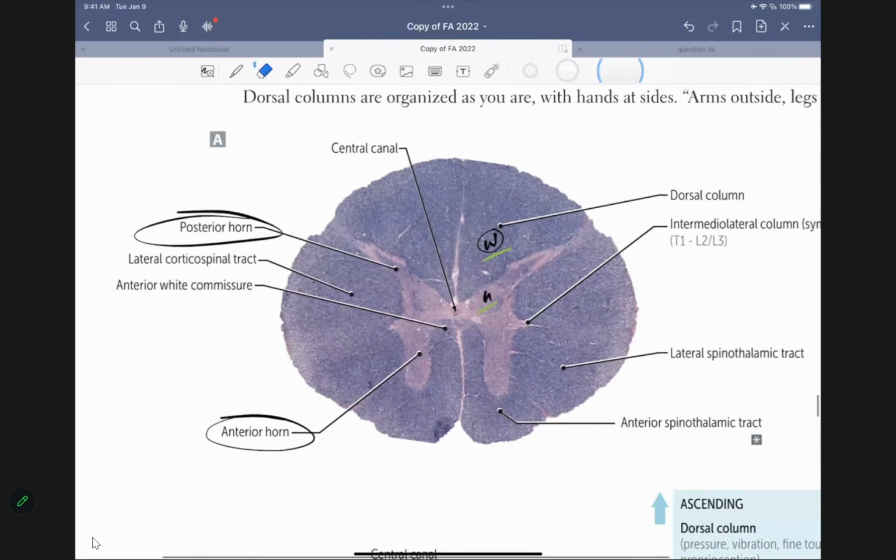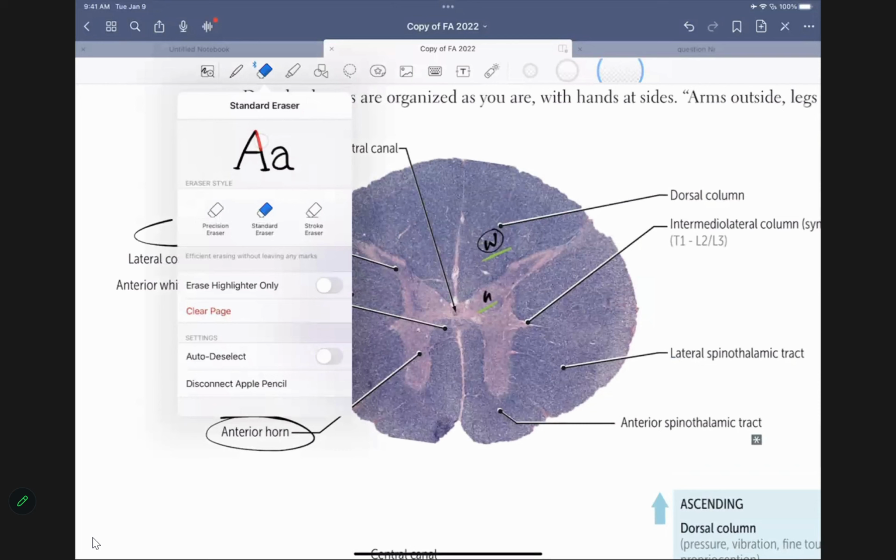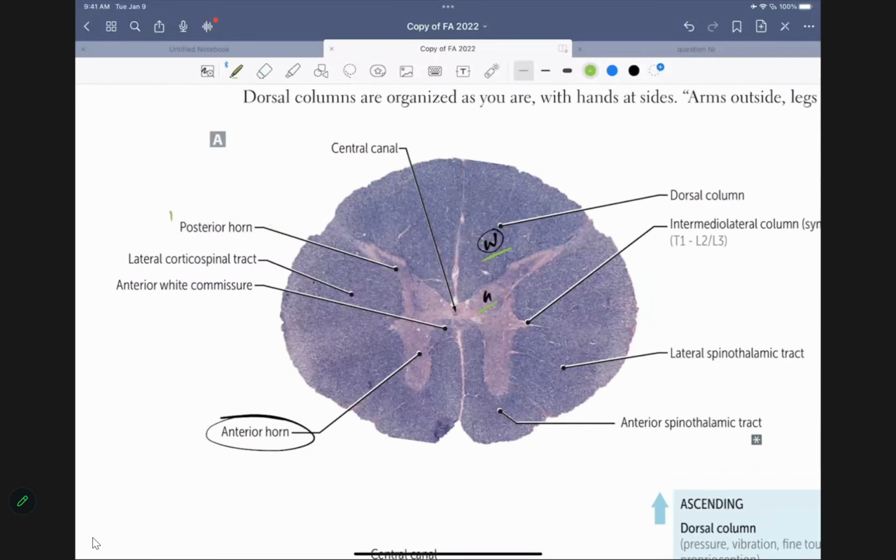Now, what's the function of the posterior horn? The posterior horn is what I call the receptionist. So don't write anything down. Watch me explaining, folks.